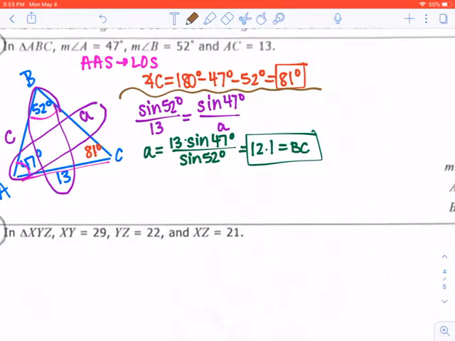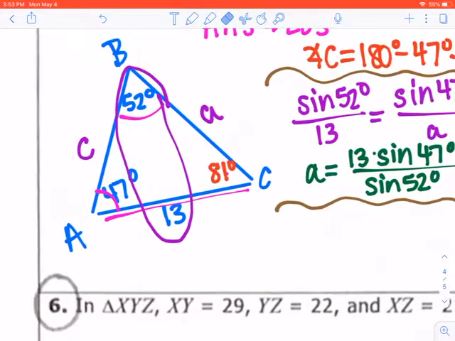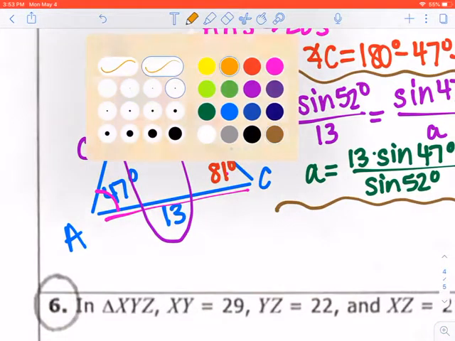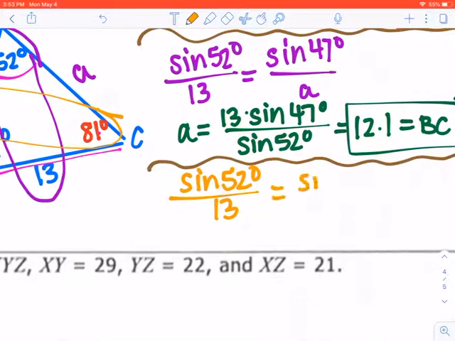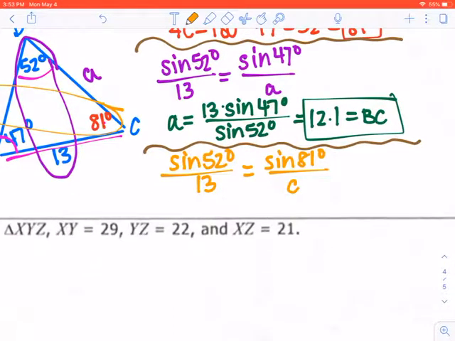Found the next piece, little a. We have one more piece to find. It's little c. I can use that 52-13 angle side pair again, and then I can use 81 for C. So it's going to be sine 52 degrees divided by 13 equals sine 81 degrees divided by little c. So use the information you found. It's fine, even if it's rounded, it is what it is.